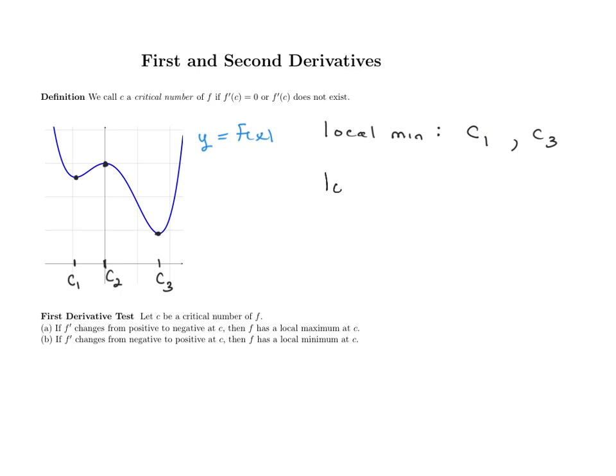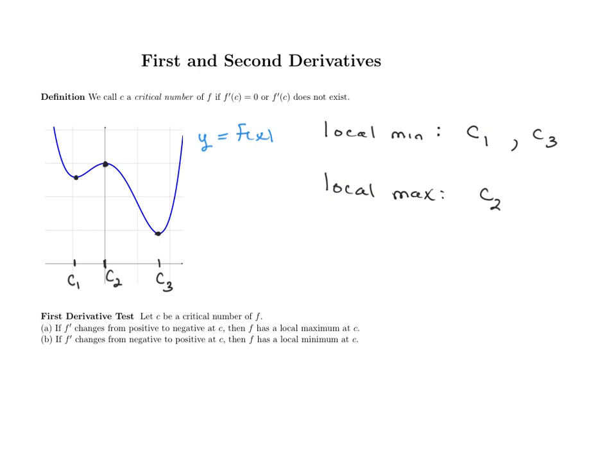Are there any local maxes? Yeah, at C2. This is not the largest value overall in the function, but in some region around C2, it is the largest y value. So one reason for focusing on these things called critical numbers is because they have to be the locations of a local min or a local max. The question is, how do you know if you have one or the other if you're not actually looking at a graph of the function itself? And it turns out you can use the first derivative of this function to completely determine this.